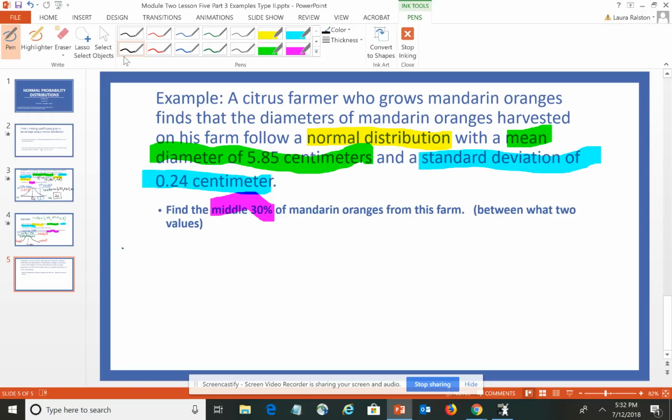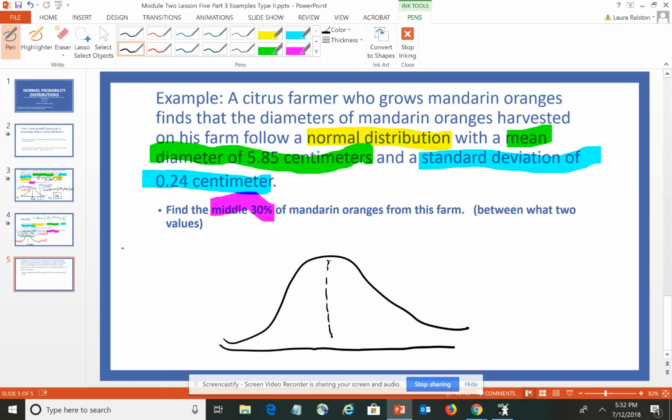Okay, so I want to try to sketch you a picture of what's going on here because that's where it gets a little tricky. If you draw yourself a picture, it'll help. So you still have your normal distribution, your bell-shaped curve. The mean is in the middle, which we know to be 5.85 centimeters. Again, remember, this distribution runs from 0 to 100%. But you want to know what's in the middle, so you're looking for what's in the middle.